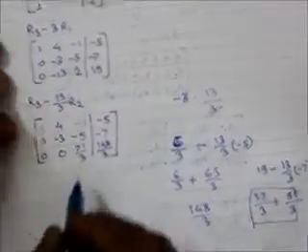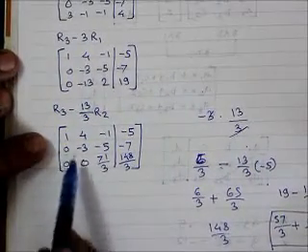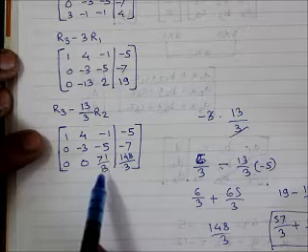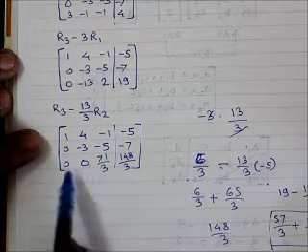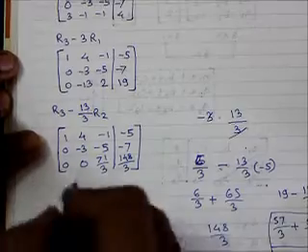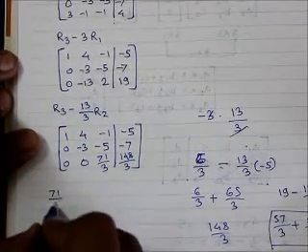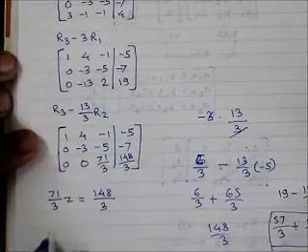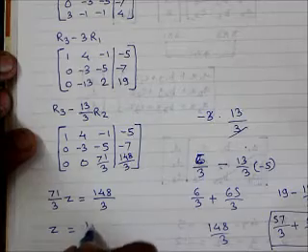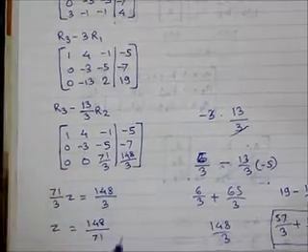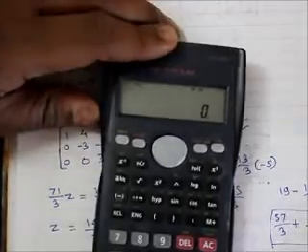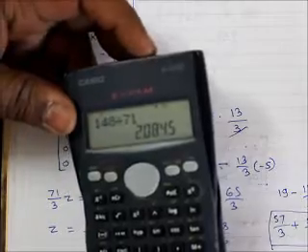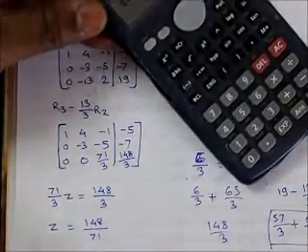Alright, so as you can see here, all the three elements have become 0, and in the last row there is a single variable which has a multiplier. The remaining two have become 0, so we can substitute this right here. So 71 by 3 z is equal to 148 by 3. So z is equal to 148 upon 71. Let's see how much that is. That's 2.0845.